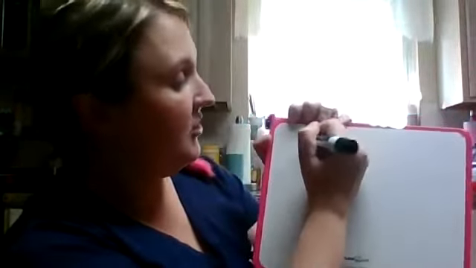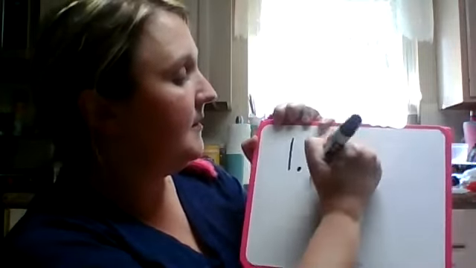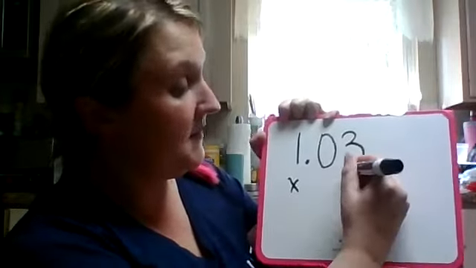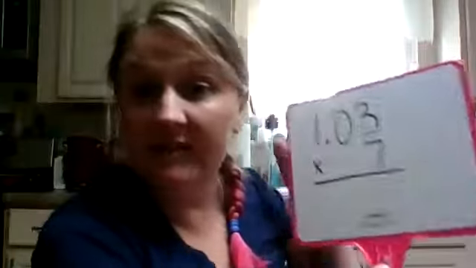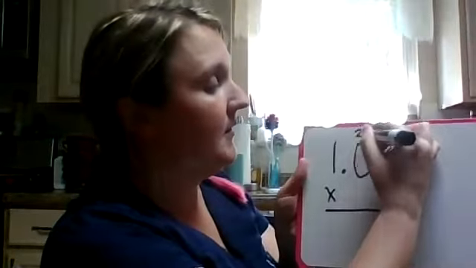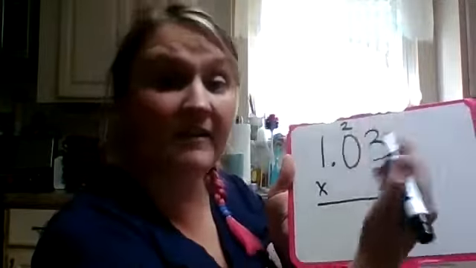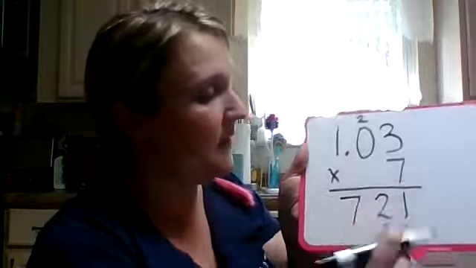Let's say I had a question that was 1.03 times, let's go with 7. Okay, we know that 7 times 3 is 21. Carry the 2, down the 1. 7 times 0 is 0. Add 2, we have 2. 7 times 1 is 7.